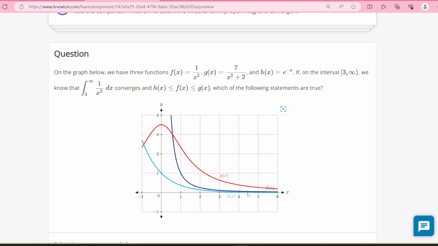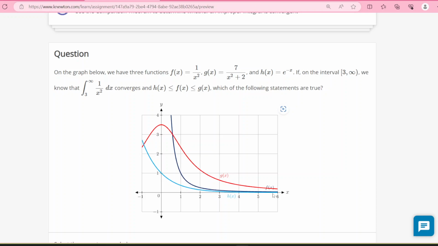So from 3 onward, f is in between g and h. G is 7 over x squared plus 2. H is e to the negative x. And they're telling us that this integral from 3 to infinity of 1 over x squared converges. Now that's the middle function. The area under f from 3 onward converges.